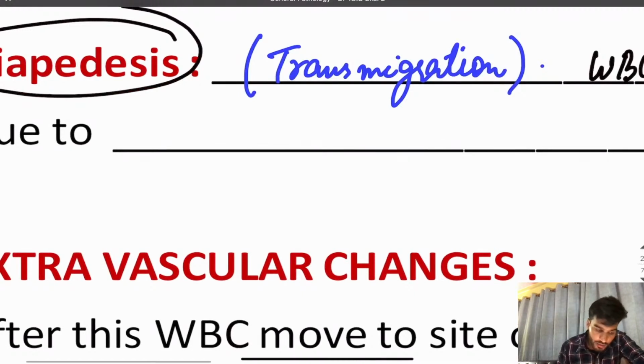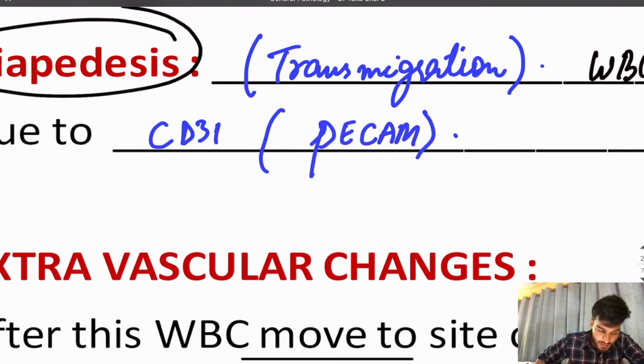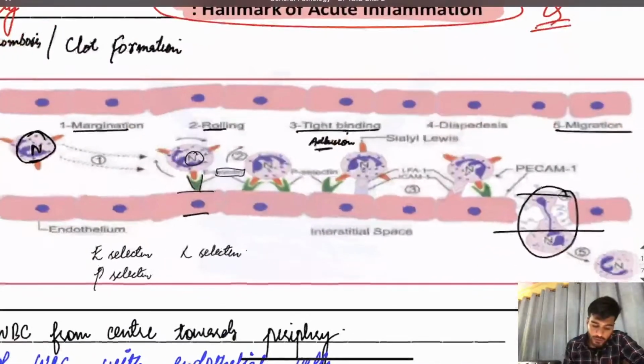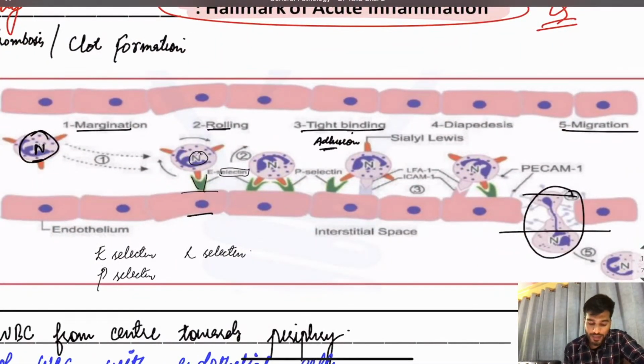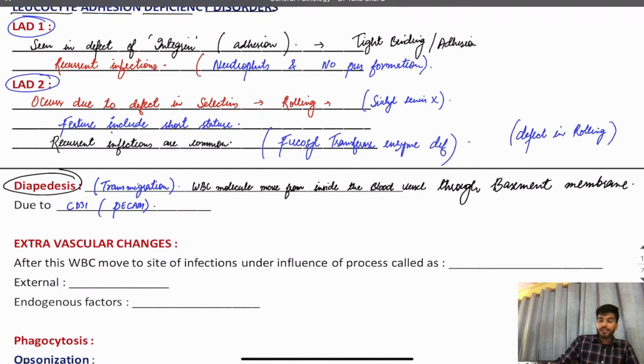It is due to the molecule, guys, CD31 or PECAM. Is it clear, guys? CD31 or PECAM. So remember, guys, first of all the WBC is coming from the center to the periphery. Then there is a loose attachment, then a firm attachment, then diapedesis, and in the end there will be migration. So we have reached up till diapedesis.